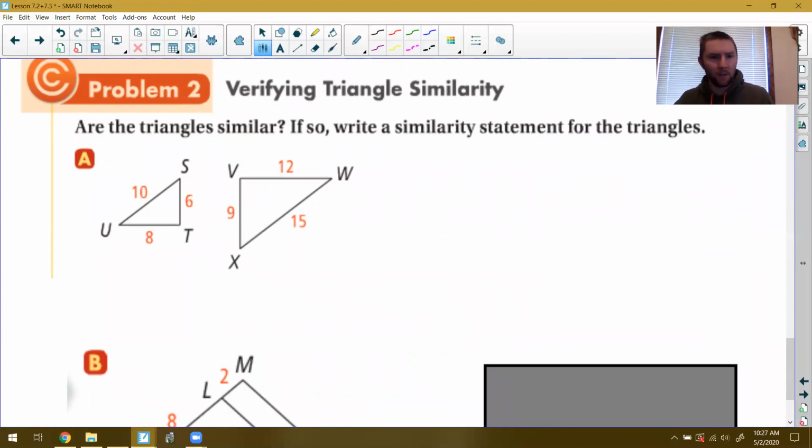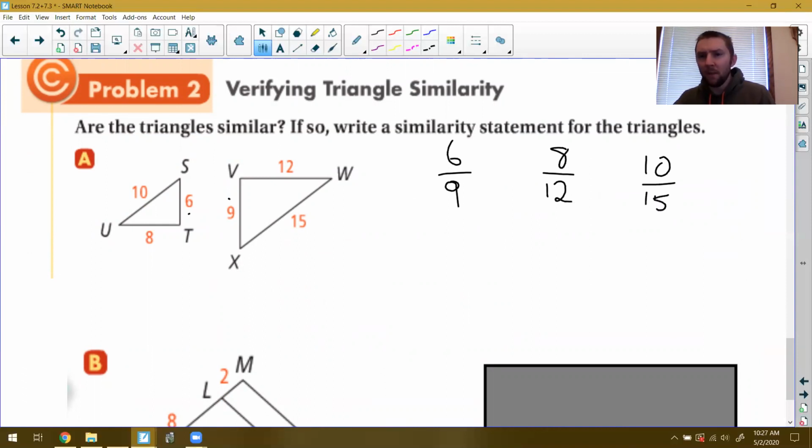So in this particular case, if I look at my two shortest sides, I get 6 and 9, so I go 6 over 9. And then my middle sides are 8 and 12. And then my longest sides are 10 and 15.